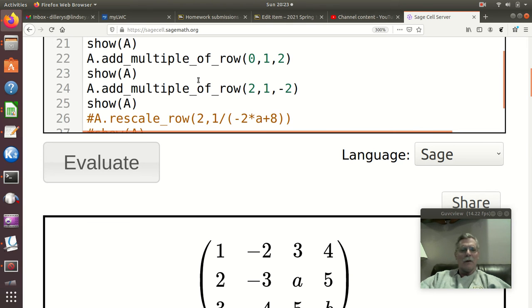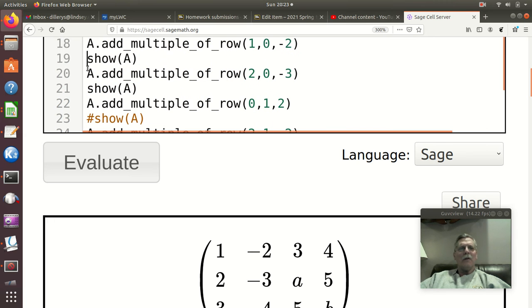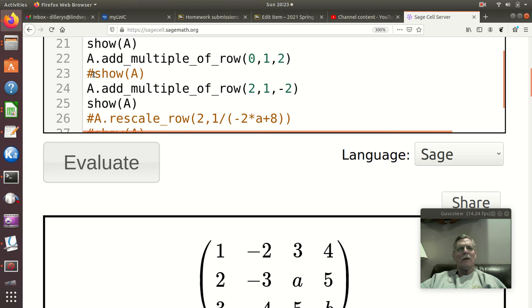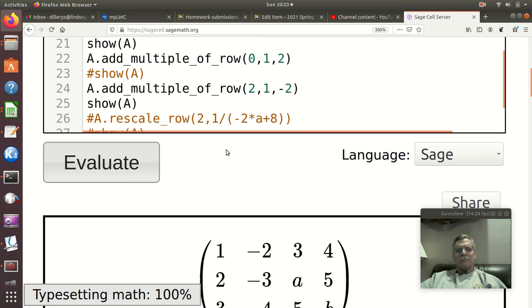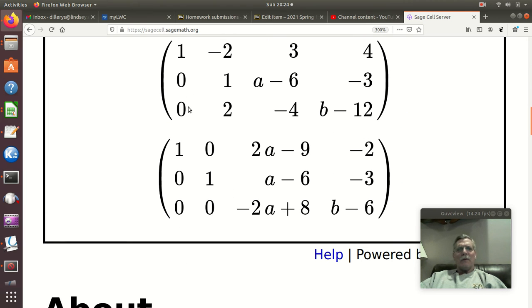I could come back here and get rid of that one, and come back here and comment that one out so I don't see it. So a comment is just this pound sign, or hashtag, as you might say. And so again, I evaluate. And so there's the 2 zeros there, so that column's done. Now this column is done, and I get to here.